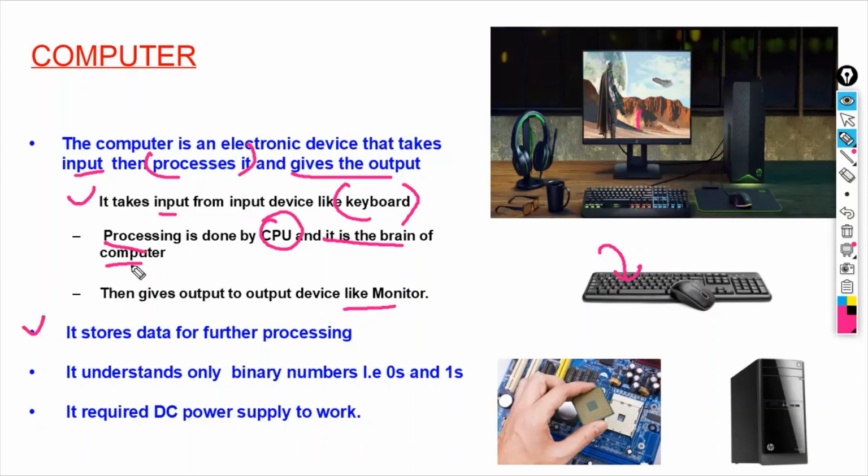This computer stores the data for further processing, and computers understand only the binary numbers. Binary numbers, zeros and ones. They don't understand our normal language. They don't understand English. So when you give any command to computer, it will be converted to binary numbers. Okay, and computers require DC power supply to work.